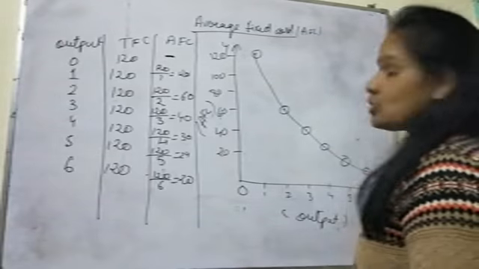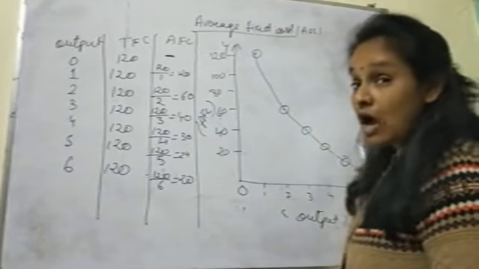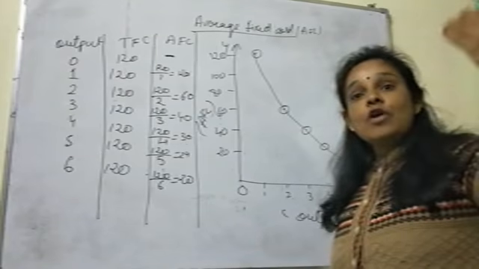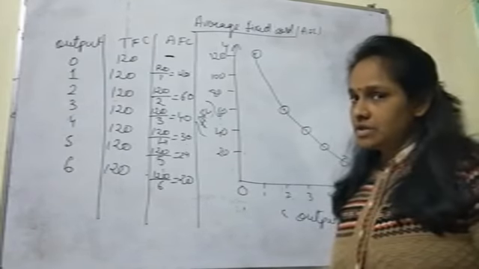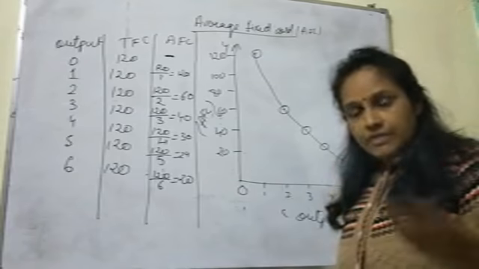So what is the slope of the average fixed cost? It is sloping downward because as the level of output increases, average fixed cost decreases. Both have an inverse relation.